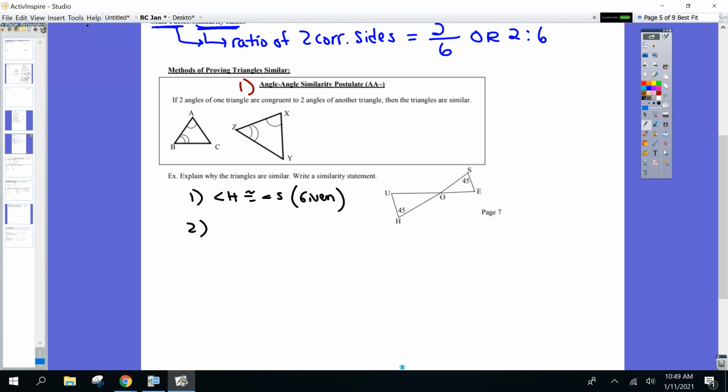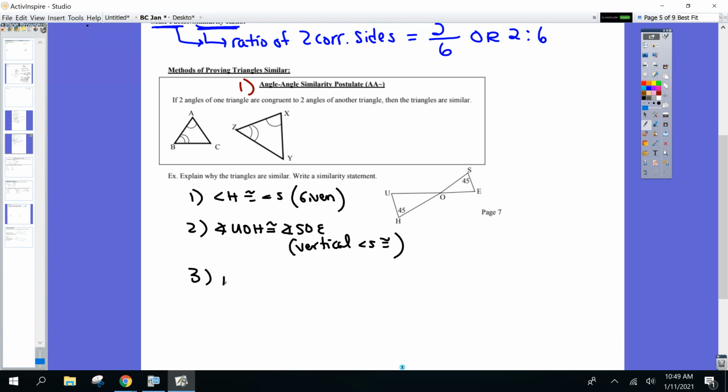UOH and EOS. Why did you say those two? Because they're vertical angles. Okay, good. Vertical angles are congruent. All right, that's it. Guys, that's it. Angle, angle. We're out.